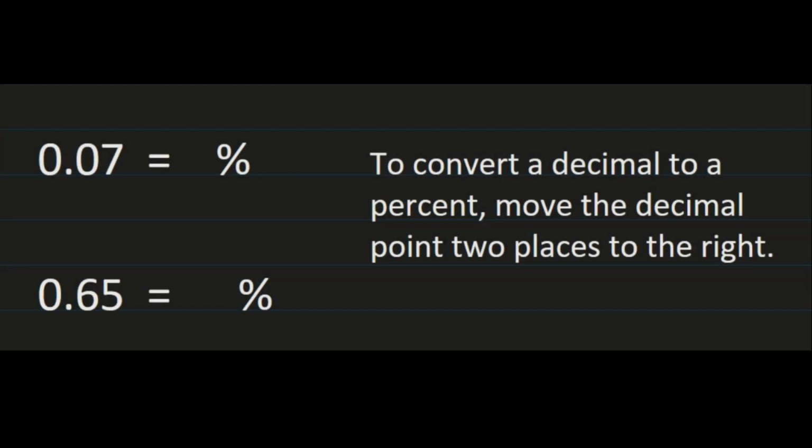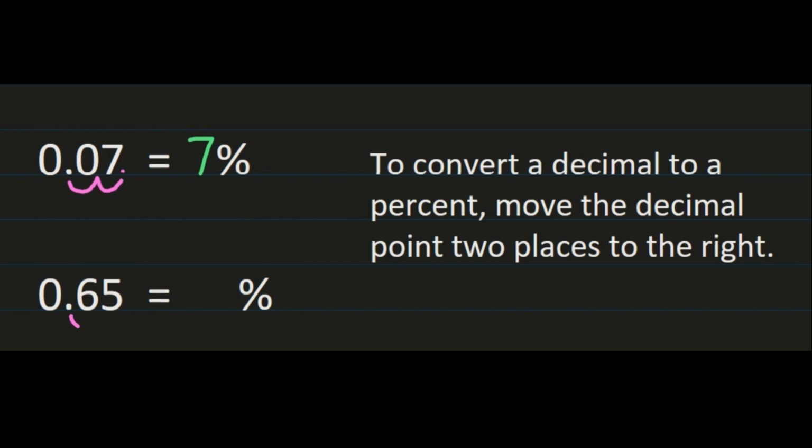To convert a decimal to a percent, simply move the decimal two places to the right. So let's look at how that works. In this first example, we have 0.07, and I'm going to take the decimal point and move it two places to the right. So now the decimal is behind the 7, which means 0.07 equals 7%.